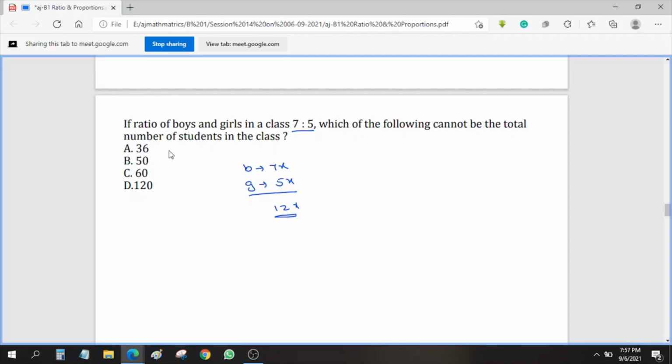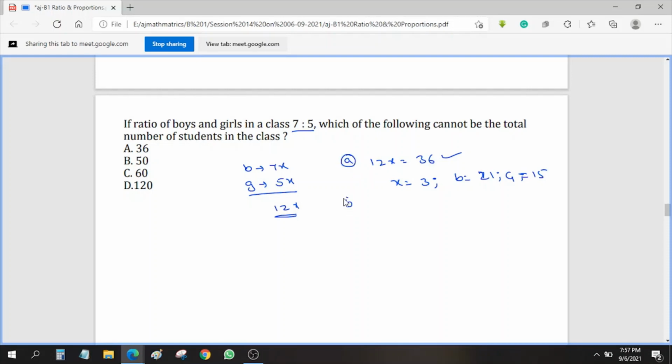Okay. Now let's go with option A, which is 36. Which means what? 12x equals 36. So x equals what? 3. After getting x equal to 3, boys is 7 into 3, which is 21, and the girls are 5 into 3, 15. Yes, 36 can be possible.